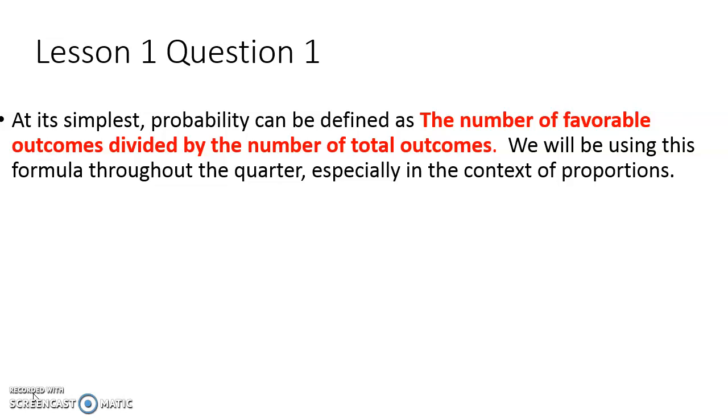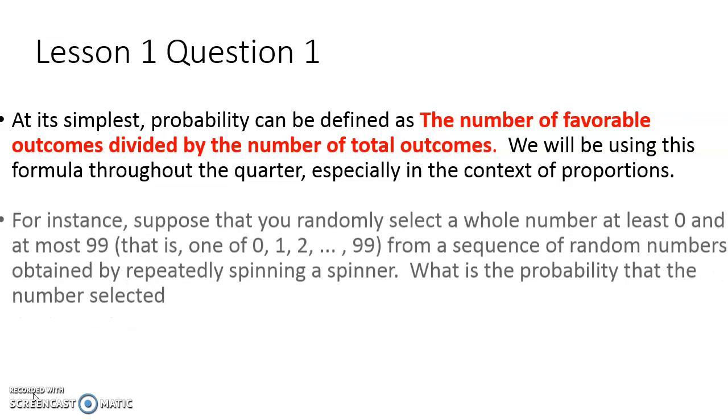At its simplest, probability can be defined as the number of favorable outcomes divided by the number of total outcomes. We will be using this formula throughout the quarter, especially in the context of proportions.